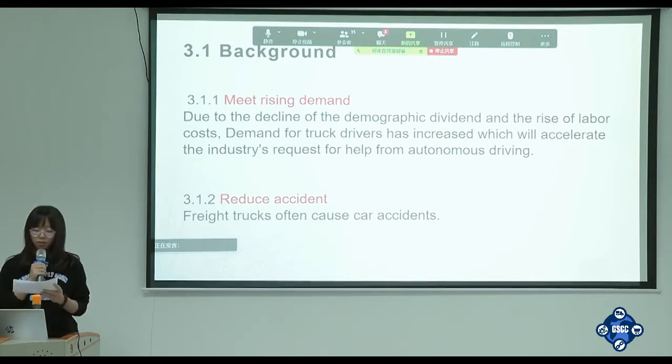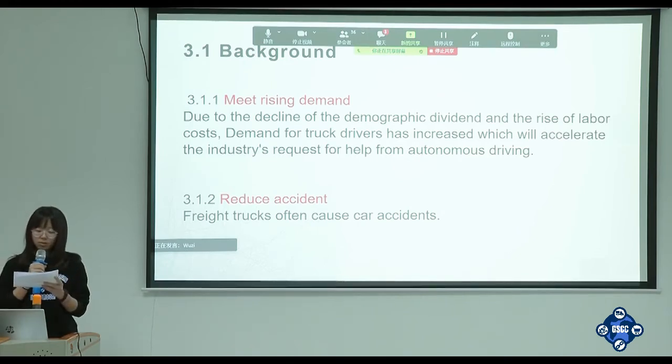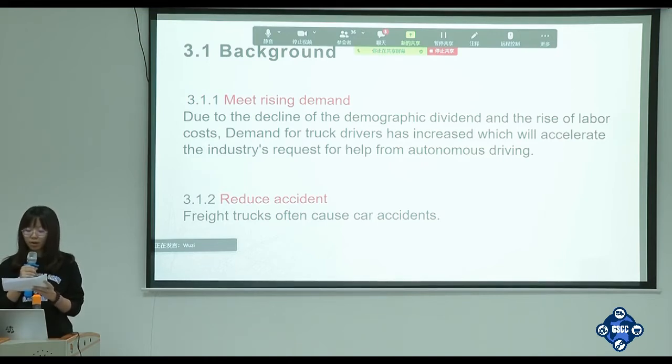Due to the rise of labor cost, demand for truck drivers has increased. To meet rising demand and reduce accidents, China will accelerate the industry's adoption of autonomous driving.